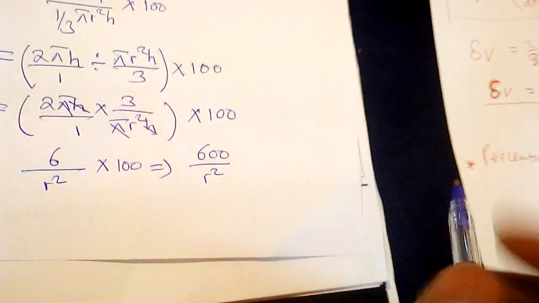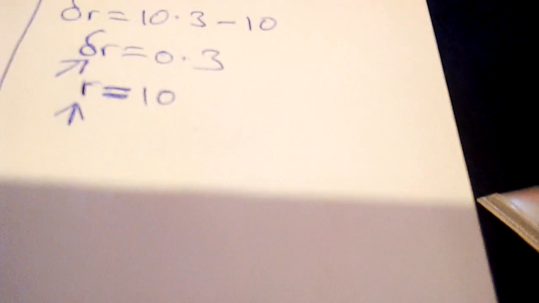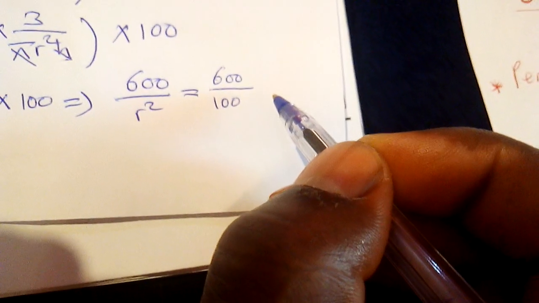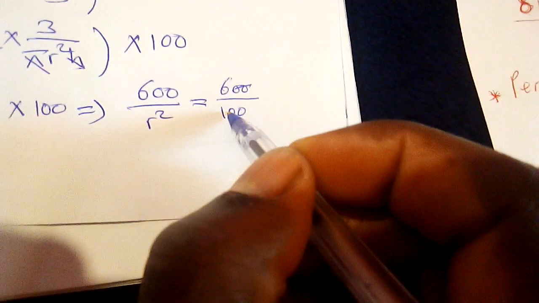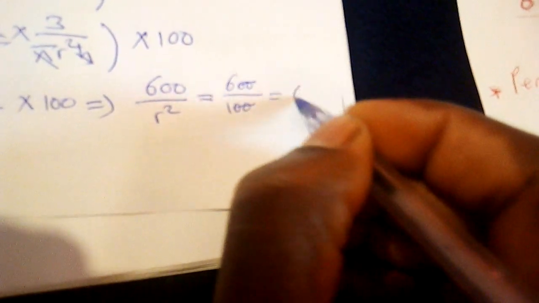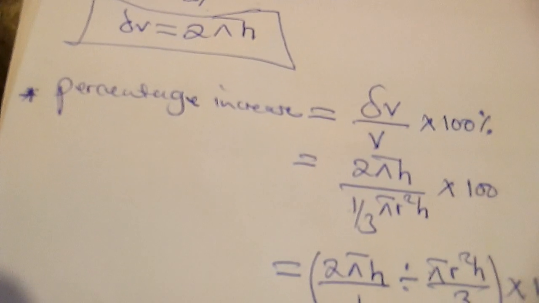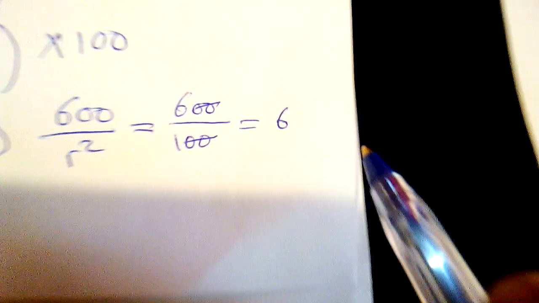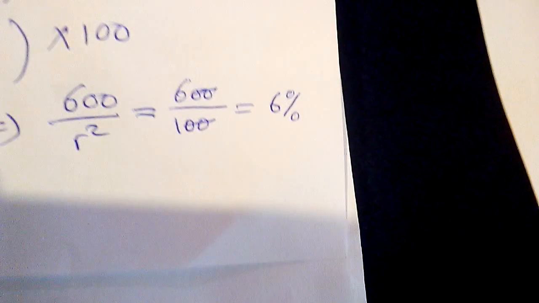Now the question is, what is r? Remember, our r is 10. So where we see r, we simply substitute and put 10. So this will be 600 all over 10 squared, which we know will be 100. Once this is done, you divide 100 into 600. It goes 6 times. Therefore, the percentage increase in volume is 6%. And this is the answer.